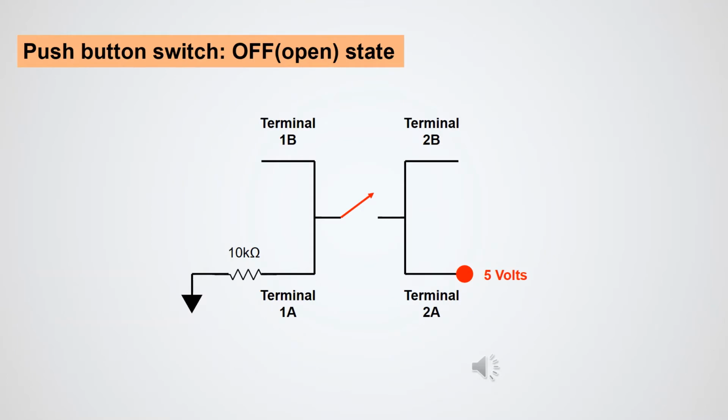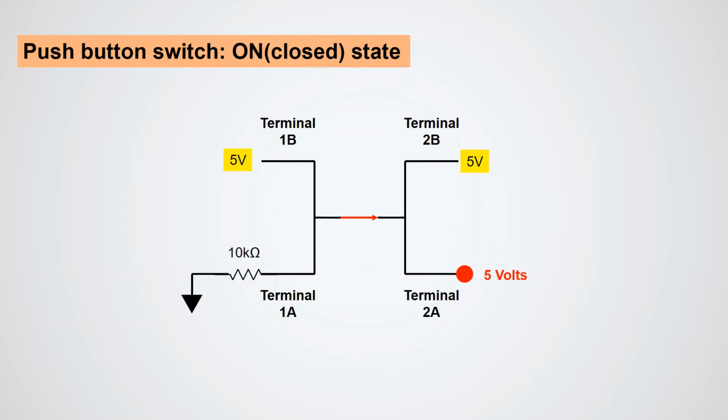The equivalent circuit is as shown below. How does this circuit work? Well, that's pretty much simple. As said earlier, when the switch is off or open, the voltage potential available at terminals 1A and 2A will be available at terminals 1B and 2B respectively. Following this, when the switch is off or open, the voltage potential available at terminals 1B and 2B will be 0 volts and 5 volts respectively. When the switch is on or closed, the 5 volts potential will be available at terminal 1B.